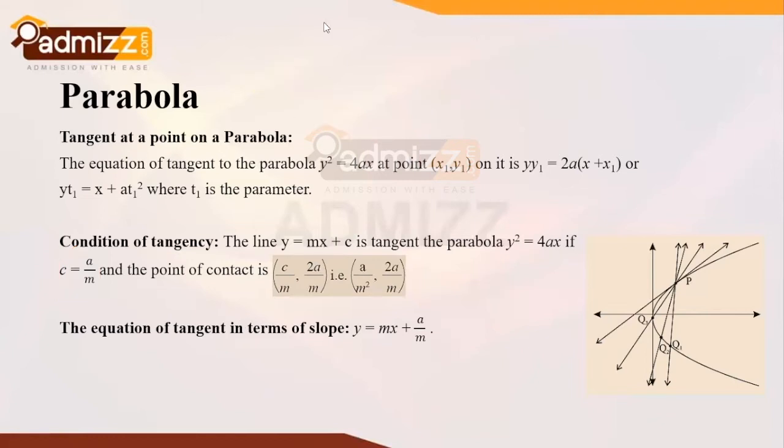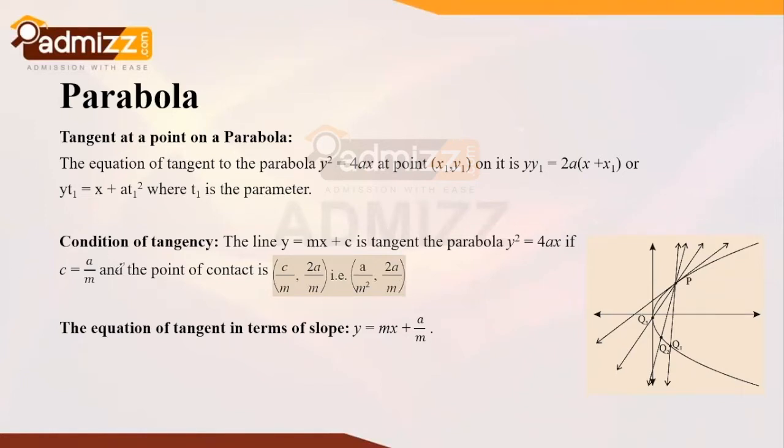Now, if it is a tangent to the parabola, then what will be the point of contact? To find that out, the x coordinate value turns out to be c upon m, and the y coordinate value turns out to be 2a upon m. This thing you need to keep in mind, and it can also be written as a upon m square or 2a upon m.